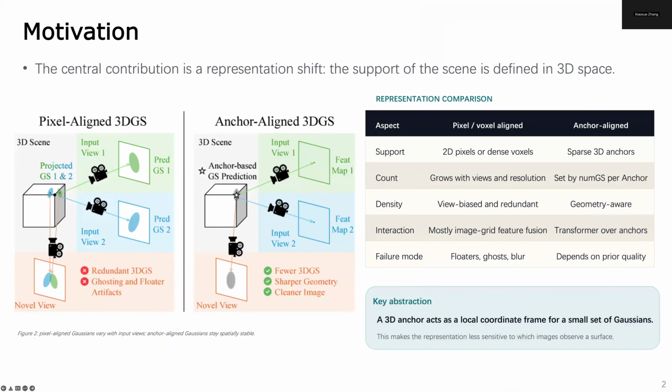These slides summarize the motivation. The pixel-aligned Gaussians are view-dependent. Different input views can produce different spots. Our AnchorSplat first defines sparse 3D anchors, and then each anchor predicts a local Gaussian. This makes the output less tied to camera views and more tied to actual scene geometry.